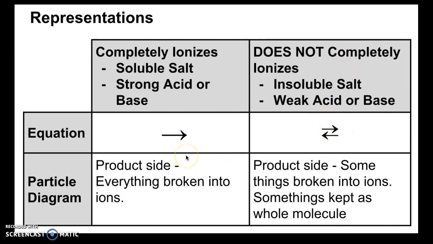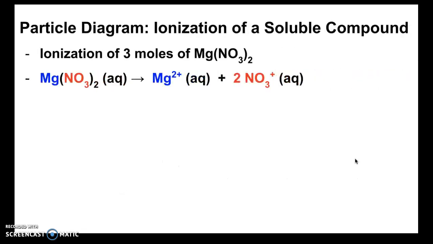But what about for particle diagrams? We actually draw a particle diagram to sort of visualize what's happening. If it completely ionizes, on the product side everything should be broken down into ions. However, for things that do not completely ionize, you should show some things broken down into ions, but you should also have some of the original molecules as well. And even though the solution will be aqueous, they will not be ions. Okay, so we're going to take a look in this video at how to create these particle diagrams.